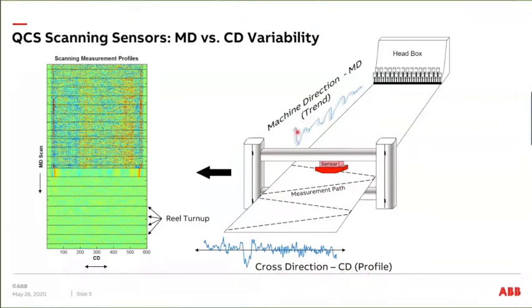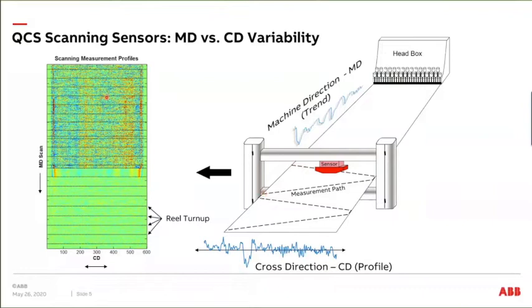In the machine direction, what we're showing here is that as the paper is being produced, each scan will have a scan average that's calculated. So each data point, like in this trend, represents the scan average. So you will notice that the scan average is the MD component, and then the cross direction is each scan.